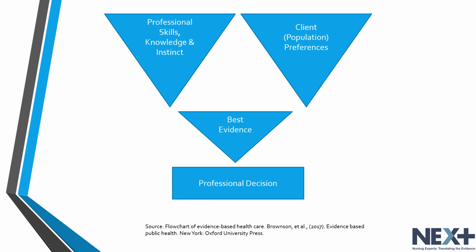Here is a flowchart that displays the bringing together of the professional skills, knowledge, and instinct with knowledge of the client preferences, such as their values and beliefs, to determine the best evidence for us to make a professional decision. As a public health practitioner and other public health disciplines, you have the professional skills, knowledge, and that gut instinct to do what is best for the population that you work with on a daily basis.